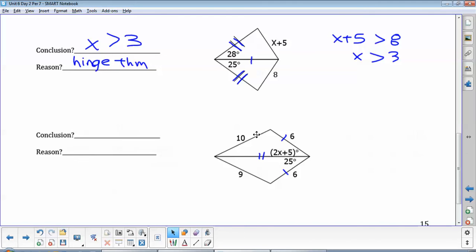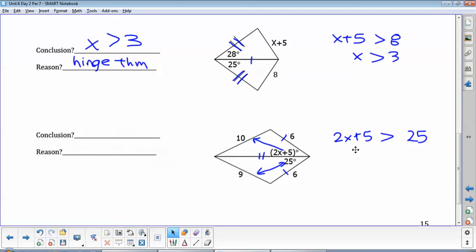Now I know that the third sides are not congruent. Here it says this length is 10 and this length is 9. So since these third sides are not congruent, that means that the angles that they are opposite must also not be congruent. So looking over here, we've got a 2x plus 5 and a 25 degrees. Again, they can't be the same because 9 and 10 are not the same. 10 is going to be the larger number. That must mean that 2x plus 5 is larger than 25. So 2x plus 5 is greater than 25.